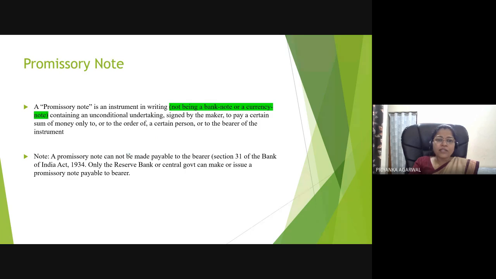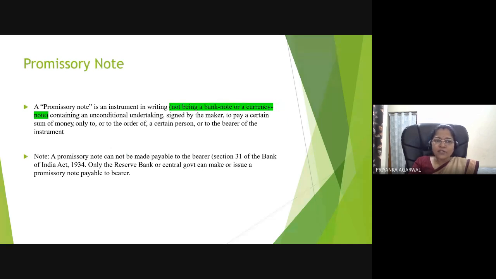Okay, so it is mentioned in section 31 of the RBI Act 1934 that a promissory note cannot be made payable to the bearer. Because money is a promise to pay to a bearer, so that is your currency, right? So that is only issued by the RBI or the central government. Hence it is mentioned that a promissory note cannot be made payable to a bearer. So in this definition we have to apply section 31.